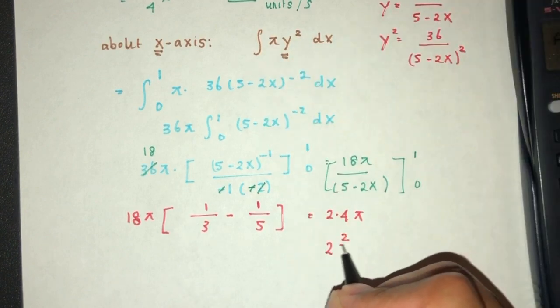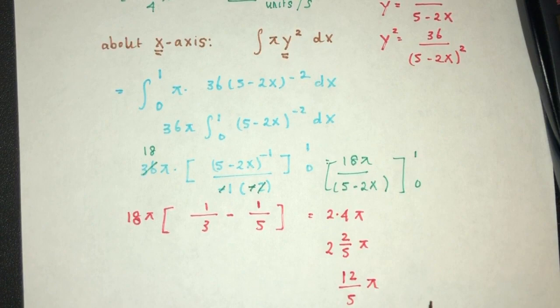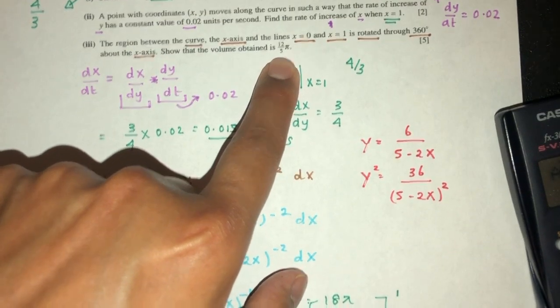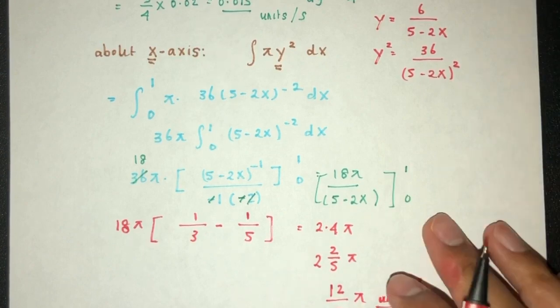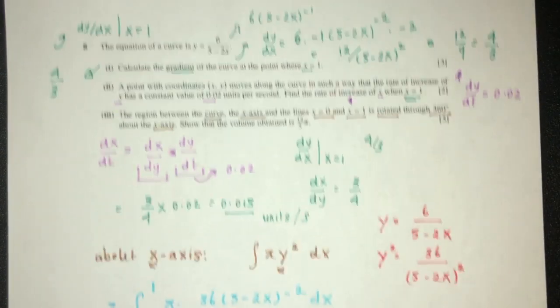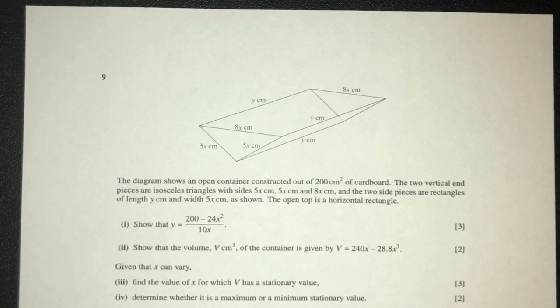12 over 5 pi if you simplify: 2 times 5 is 10 plus 2 is 12, so 12 over 5 pi. And this is shown as required. That is your question in relation to units cubed for the volume. We have a few differentiation questions, as well as integration towards the end. Let's move on to the next question.